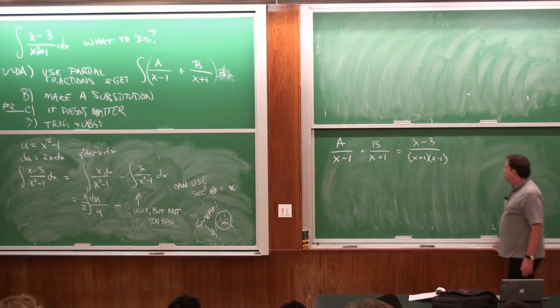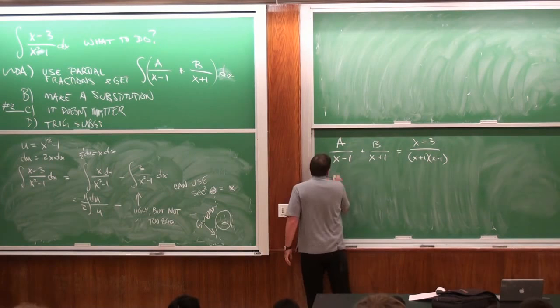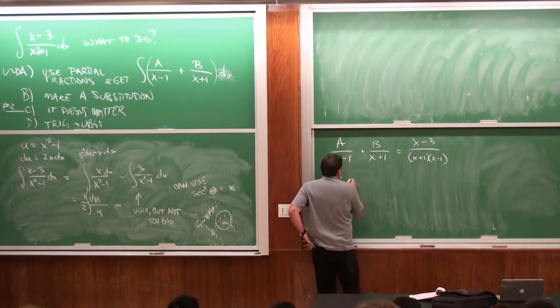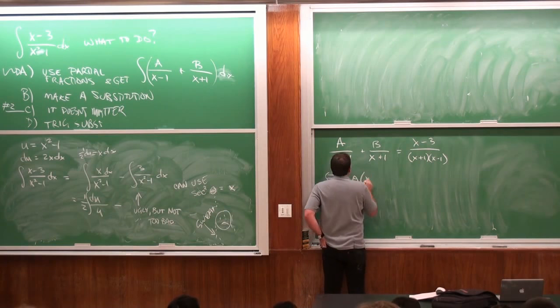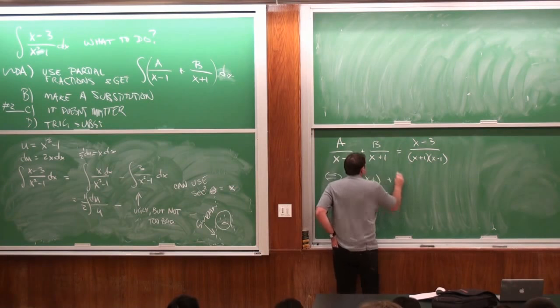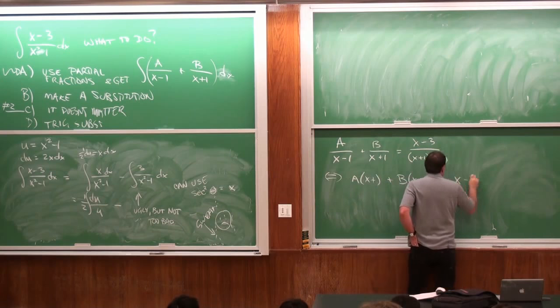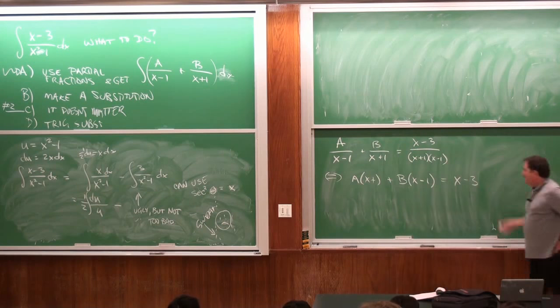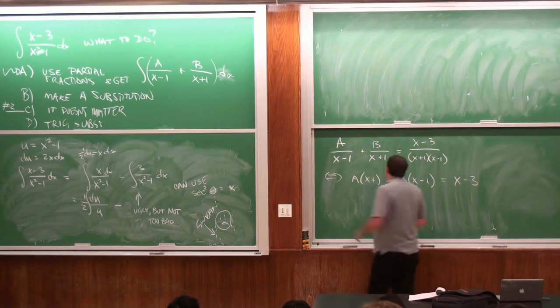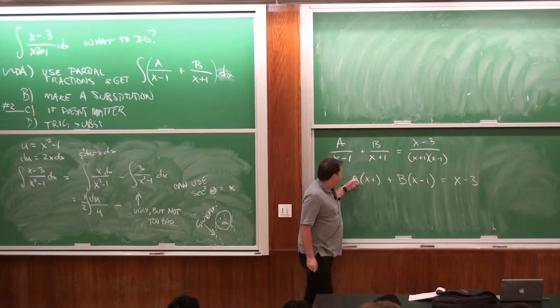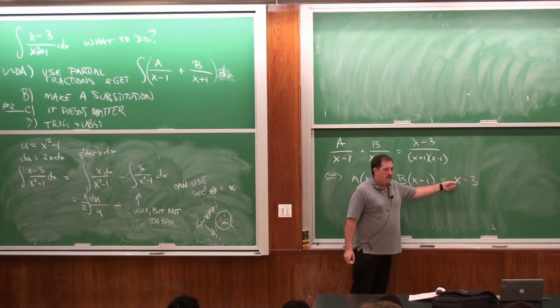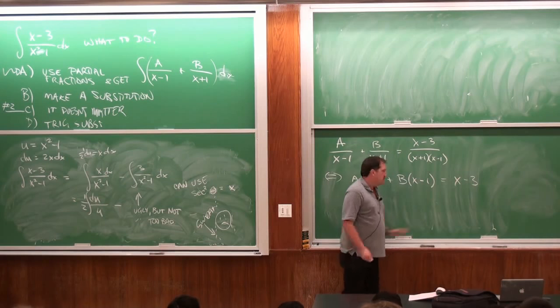Yeah, let me do that. So this is the same thing as if a times (x plus 1) plus b times (x minus 1) equals x minus 3. Right? Because if I find a common denominator, I get that. And now here, looking at this, a plus b has to equal 1 because the coefficients match. So I'm going to do this two ways.